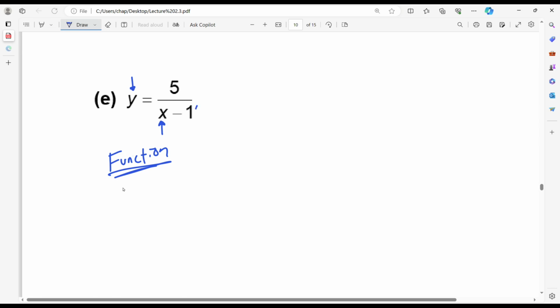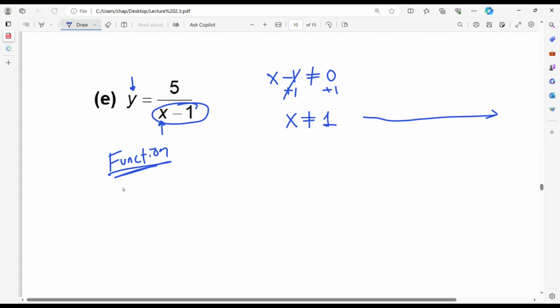In the denominator, we do have a restriction. x minus 1 cannot be equal to 0. And that means we have a restriction on our domain. If I solve this for x by adding 1 to both sides, I get that x cannot be equal to 1. And if you were to graph this on the number line, everything is okay except at x equals 1.